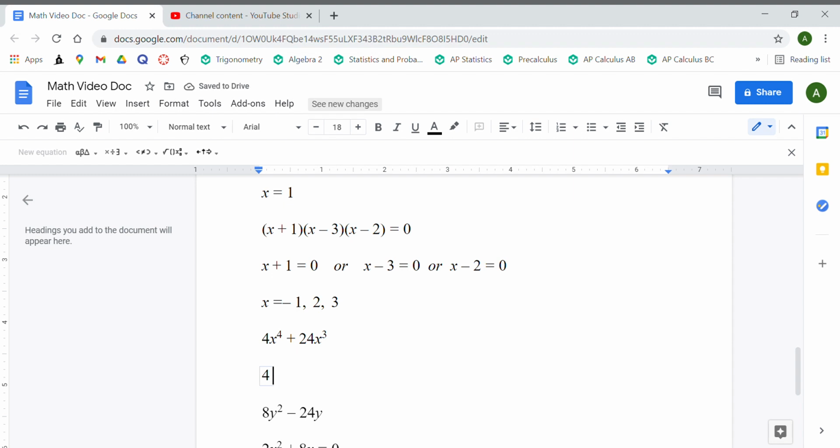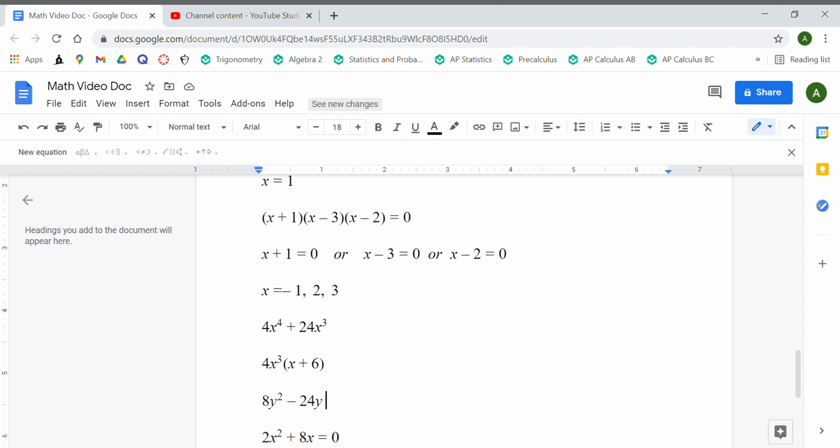And then for your variables for the greatest common factor, you take the smallest degree. And that smaller degree is x cubed. And then we write out the rest. We should put in x, because 4x cubed times x equals 4x to the 4th, and then plus 6, because 4x cubed times 6 is 24x cubed. Okay, that's how we factor with greatest common factor.